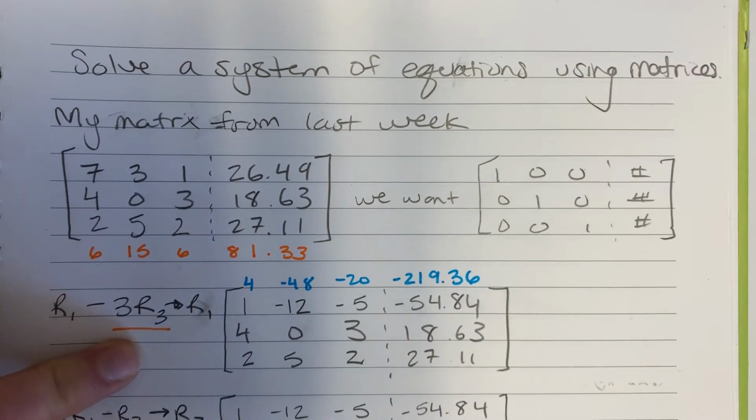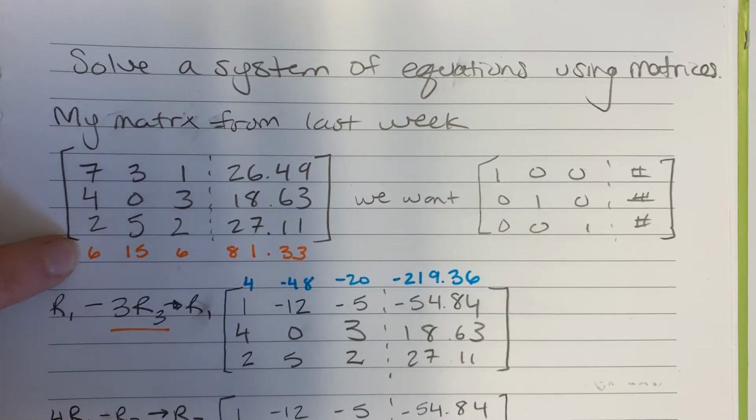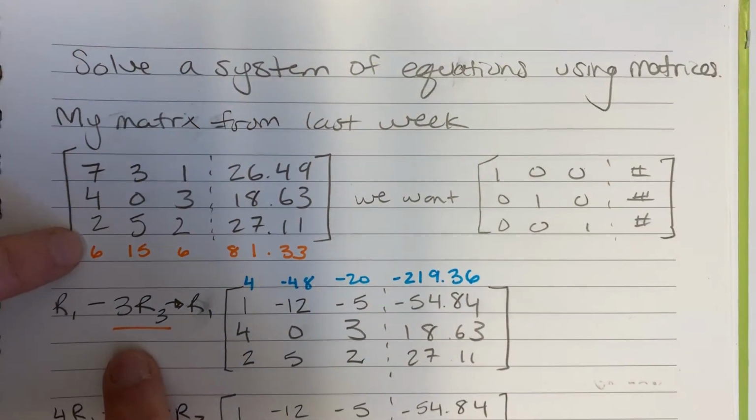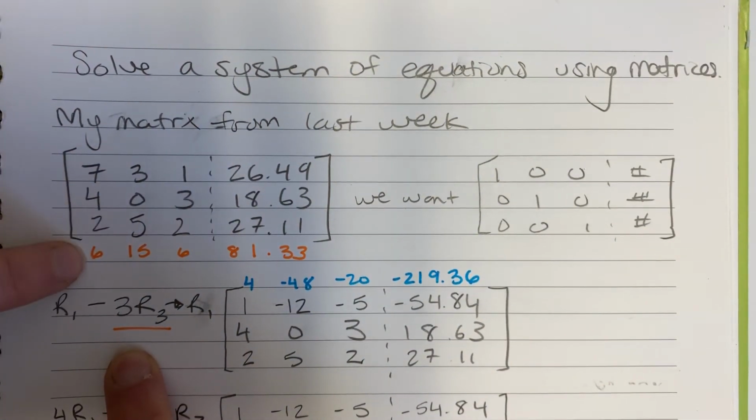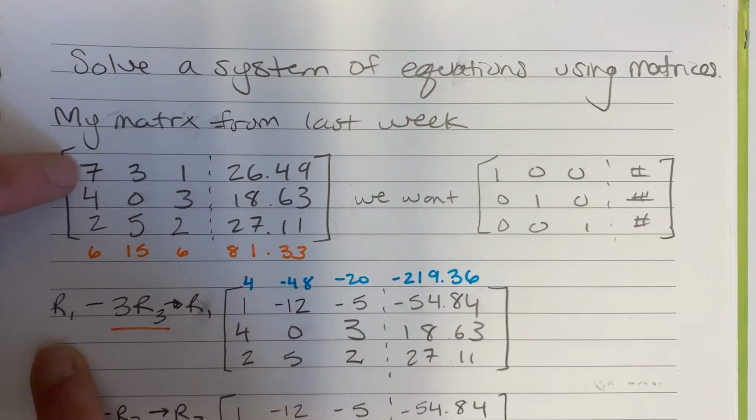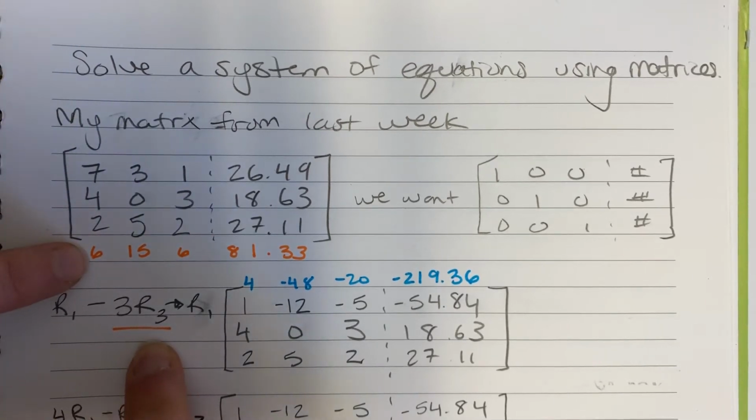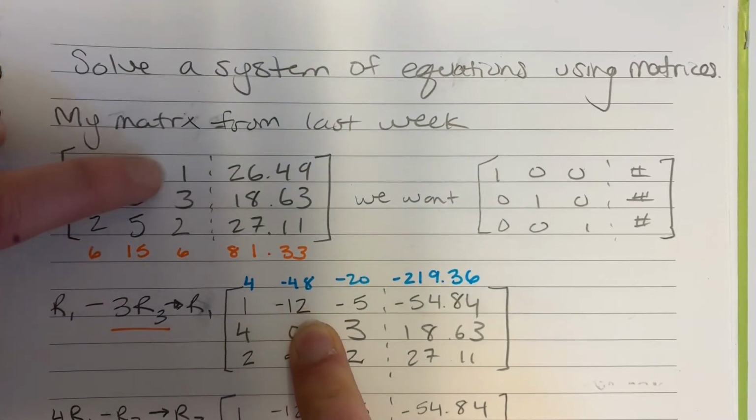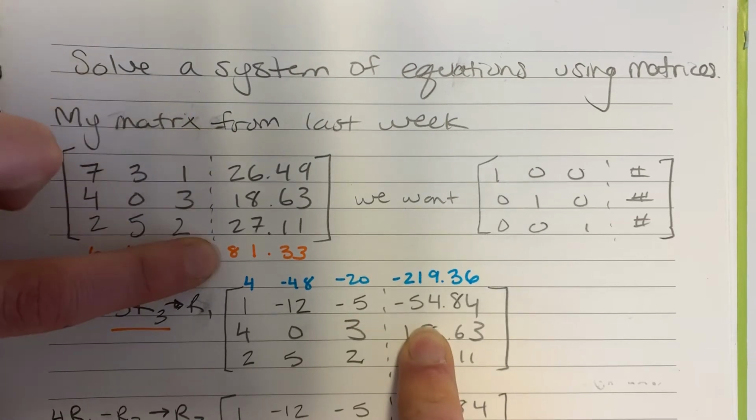And I underlined this with orange. And then I put this 3 times row 3 underneath it, just so I don't have to do so much mental math and remember all these numbers. So I wrote it down so that I could just do 7 minus 6, 3 minus 15, 1 minus 6, and so on. So this orange correlates to this, so I multiplied this row by 3 and got this orange, and then I subtracted row 1 minus this, and I got my new row 1, which was 1, negative 12, negative 5, and I did this on my calculator, negative 54.84.